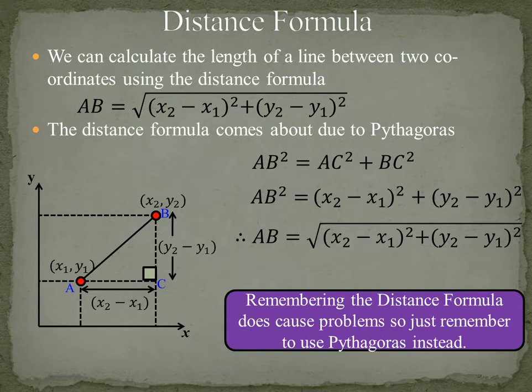Key element, remembering the distance formula does actually cause problems. So I would prefer you just to remember that it's using Pythagoras. And from that, you can always work out the distance from first principles instead of having to remember the formula, where some pupils sometimes mistakenly replace the minus with a plus inside both of the squares.